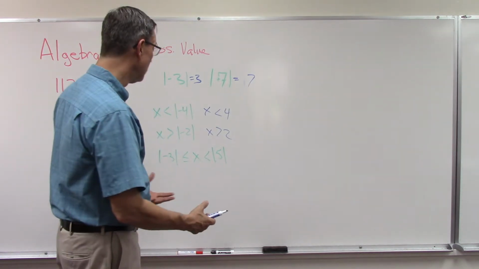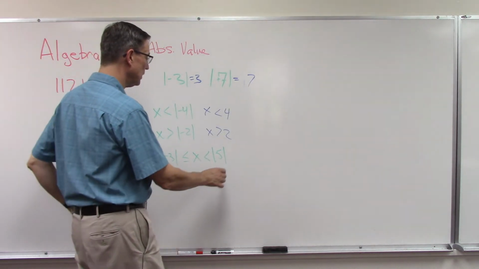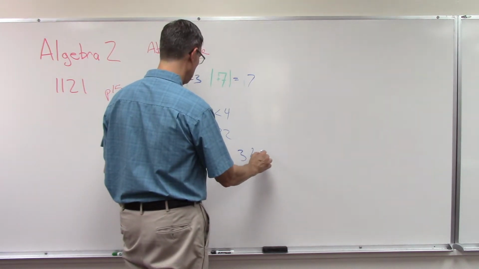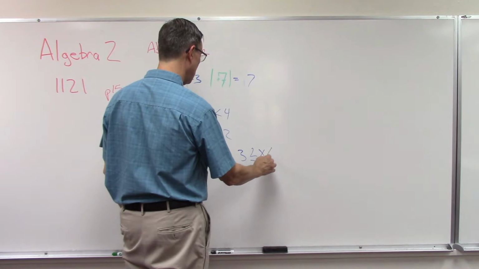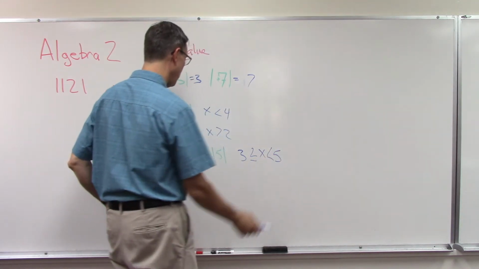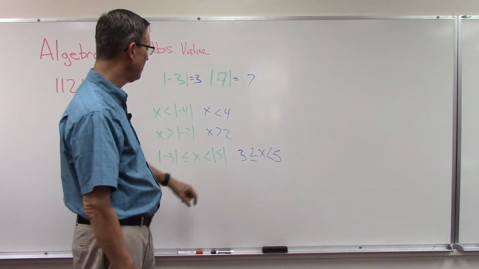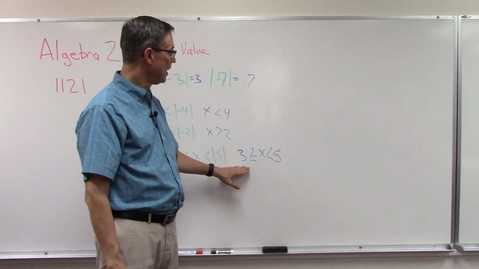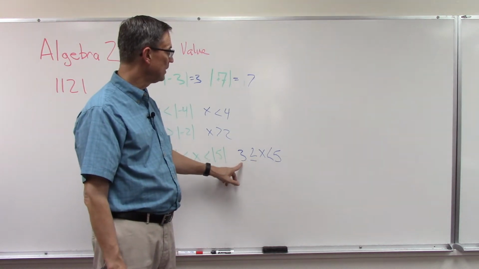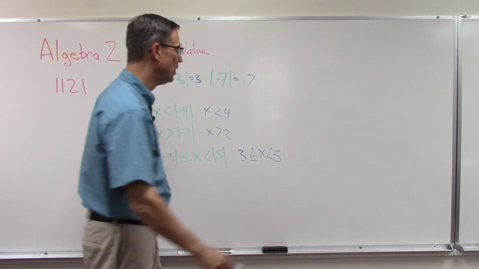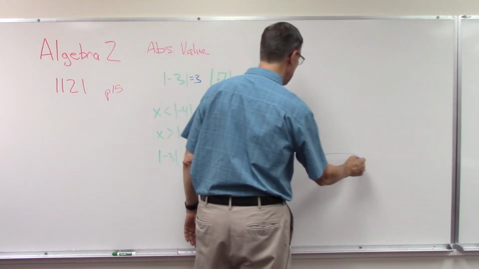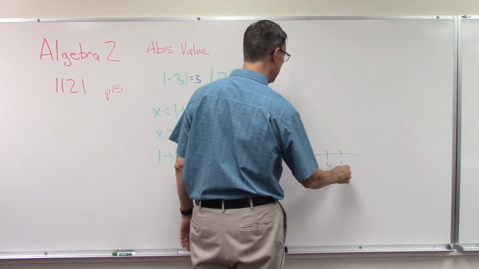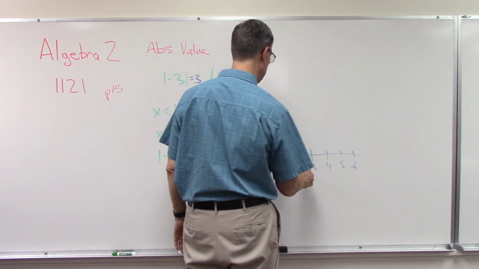Let's decode it and figure out how we could rewrite this. So this is the same as saying 3 is less than or equal to x, which is less than 5. Okay, so this stays a 5. This becomes a 3. All right. And we're saying x is everything between those two numbers. So I'll quick graph that for you just to kind of remind you. All right, 3, 4, 5, okay.